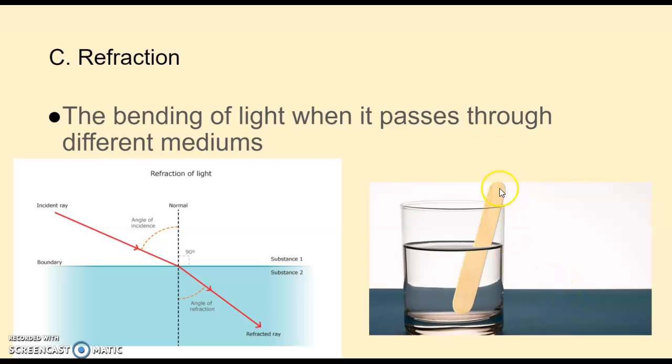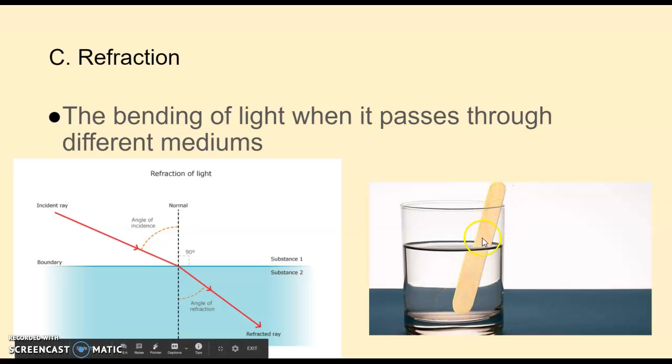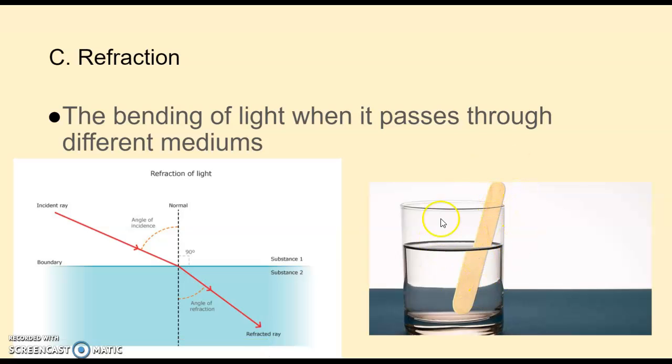This is refraction. If you get a glass cup and you put anything in it, like a spoon or a straw or a pencil, you'll see that the object appears bent, right? But we know that that's not true. What's happening here is that because of the difference of mediums, I have air up here and water down here, the light is bending and it creates this visual for us.